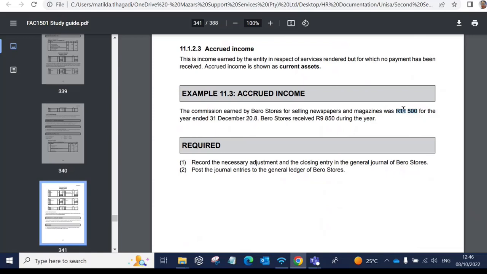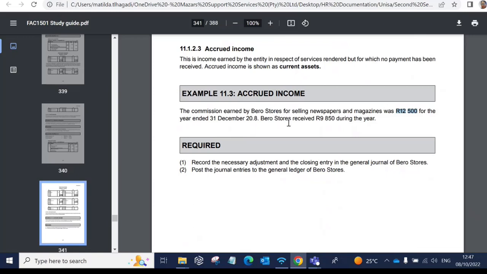Bureau Stores received 9,850 during the year. Record the necessary adjustments and the closing entry in the General Journal of Bureau Stores. Post the journal entries to the General Ledger of Bureau Stores.